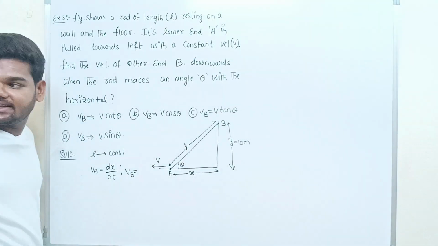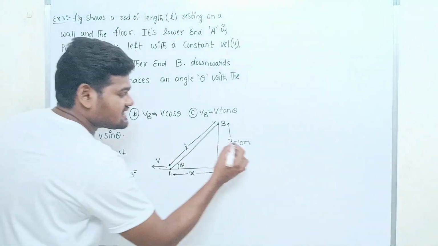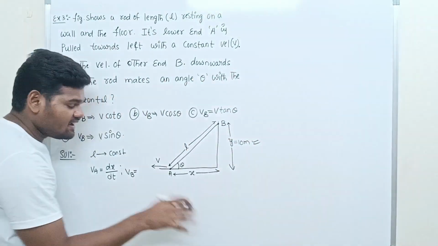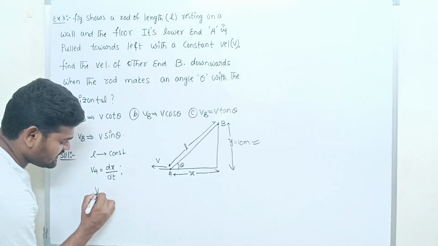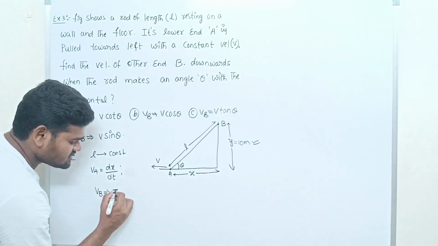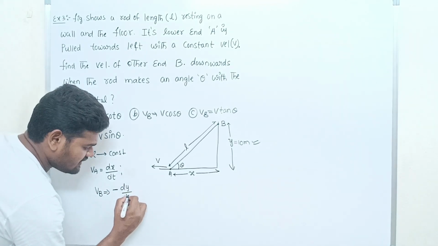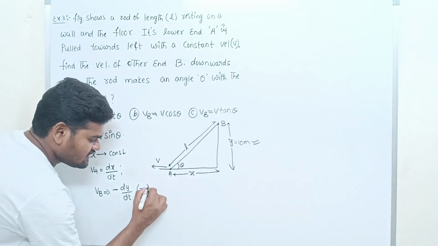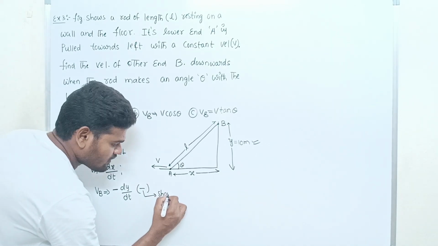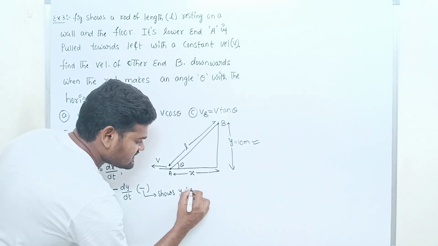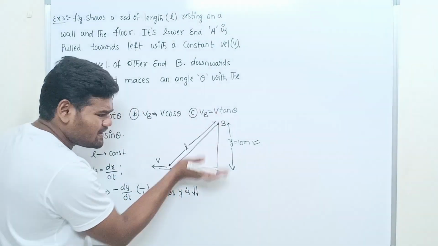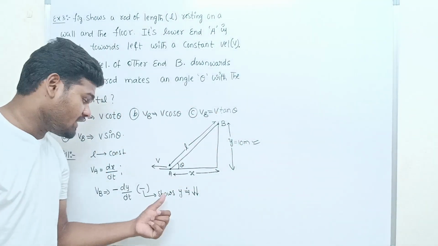when the rod makes an angle theta with the vertical. So one thing is clear: the y component will decrease. Then the velocity of the particle at point B is equal to minus dy by dt. What does the negative sign show? The negative sign shows y is decreasing. The displacement of the object along the y direction will decrease.